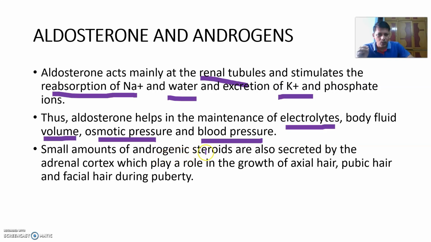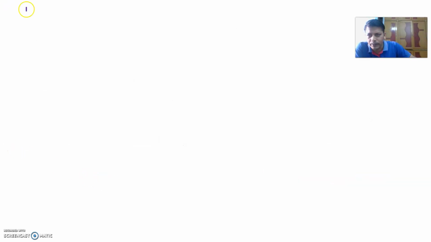Small amounts of androgenic steroids are also secreted by the adrenal cortex. They play an important role in the growth of axial hair, pubic hair, and facial hair during puberty.